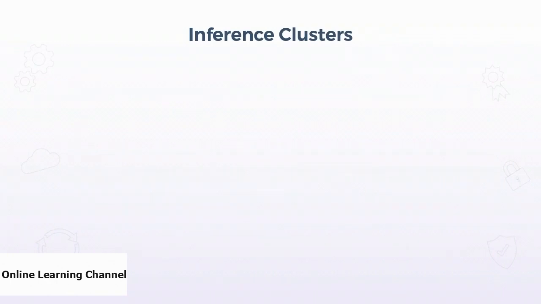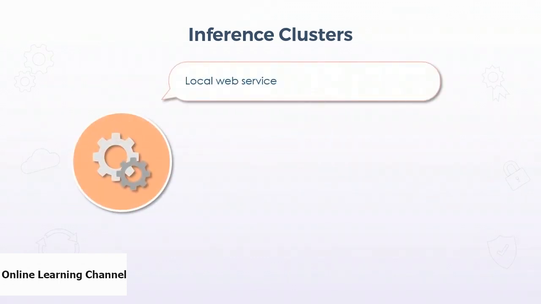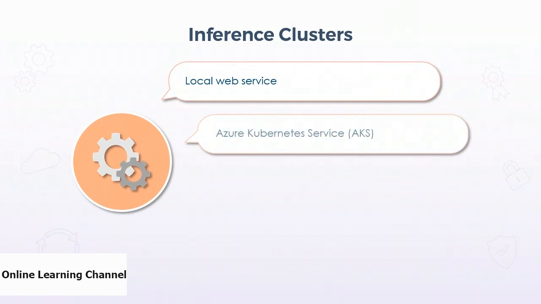Inference clusters are machines that can be used to host service deployments or run training scripts that can be local or even remote machines. When you're running an inference pipeline, a local web service can be used for testing, debugging, and troubleshooting. Of course, you can go to the other extreme and implement an Azure Kubernetes Service or AKS. AKS is generally used for real-time inferences and supports GPU and field programmable gate arrays, or FPGA. AKS is typically used for high-scale production deployments.